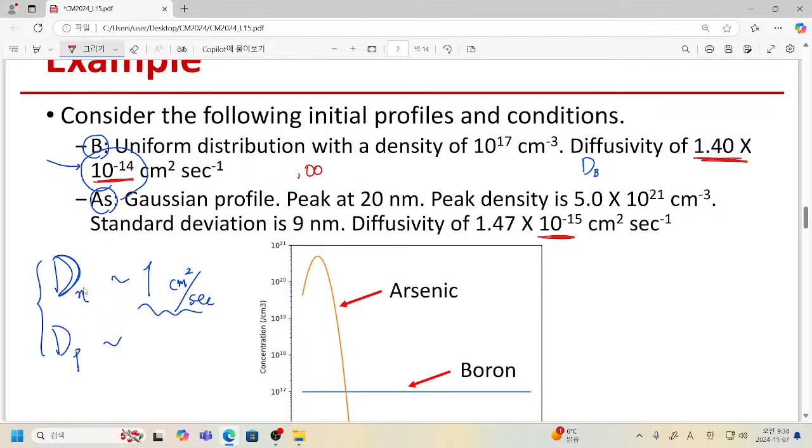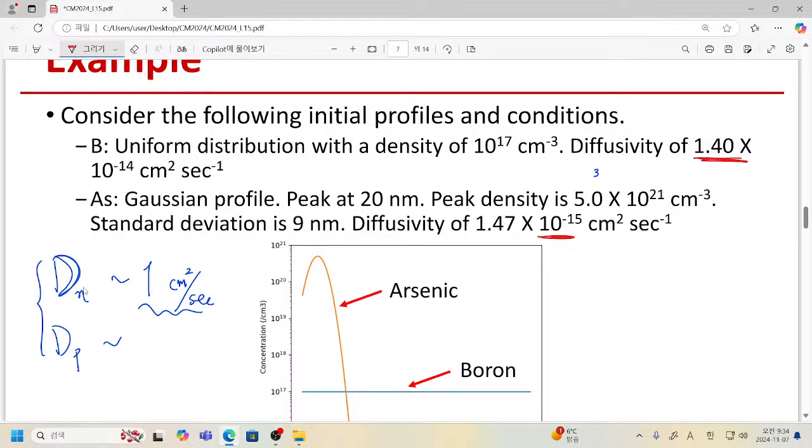So please don't be confused by this huge difference in the same quantity, diffusivity, because electrons and holes are almost free carriers, and in this case boron and arsenic are atoms much heavier than electrons and holes, and they are tightly bound to the silicon substrate, the silicon crystal. So it is not easy for them to diffuse over the silicon crystal.